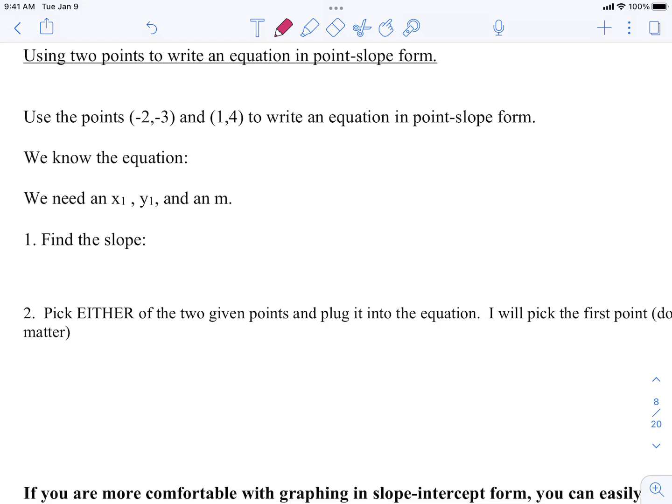Similarly to slope-intercept form, we can be given 2 points and asked to write it in point-slope form. So for point-slope form, recall, we need a point and we need the slope. If I give you 2 points like this, I don't know the slope right now, but I know how to find the slope from 2 points from last section. My slope formula, if you recall, is y2 minus y1 over x2 minus x1.